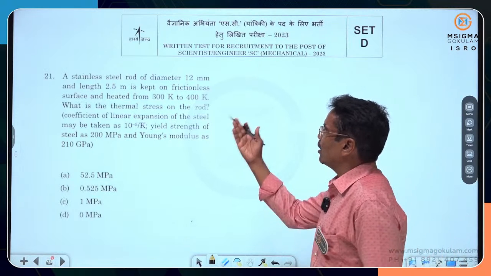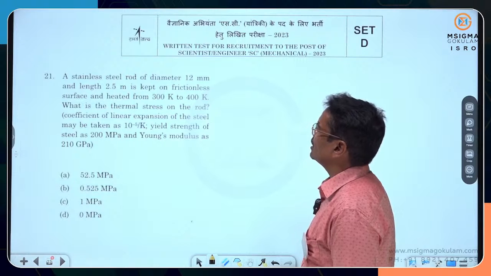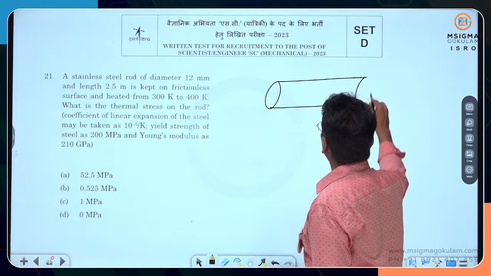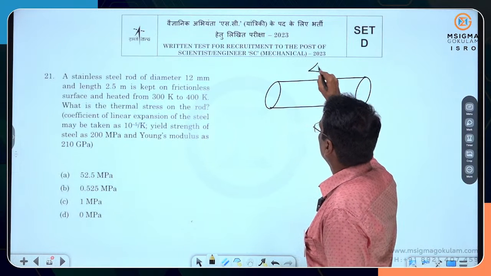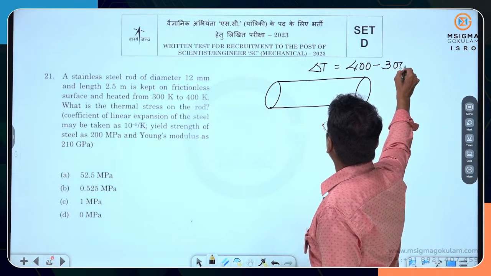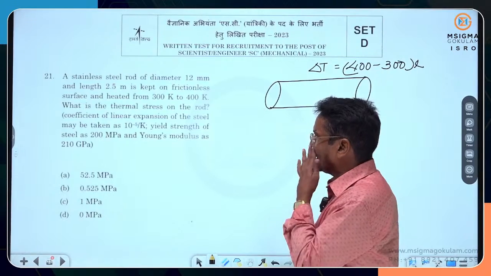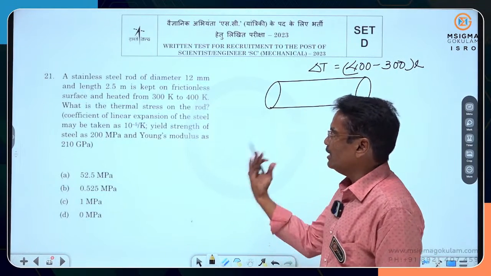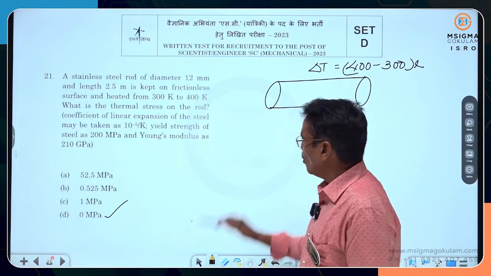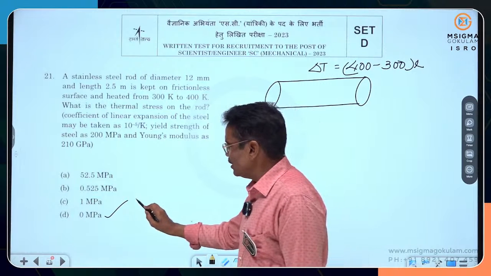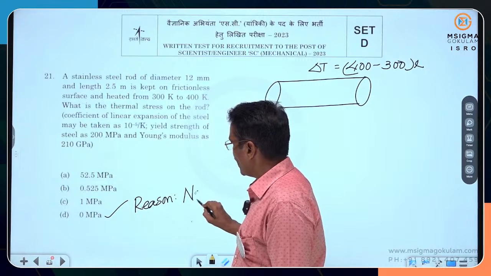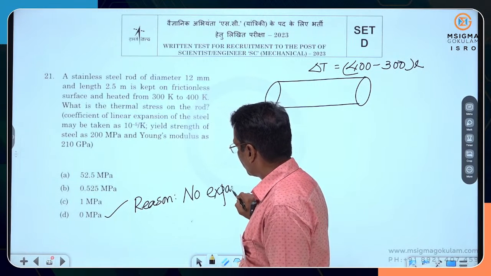A stainless steel rod of diameter 12 mm is kept on a frictionless surface. One rod is there, kept on a frictionless surface. It is heated, temperature change 400 to 300. What is the thermal stress induced in the rod? Zero, because no expansion of the rod is prevented.